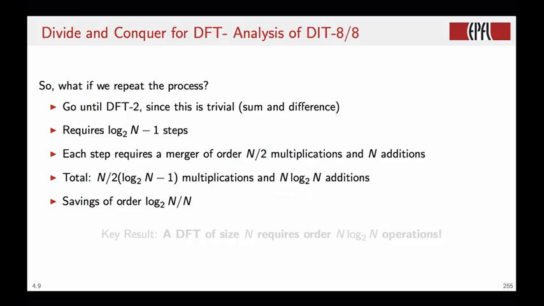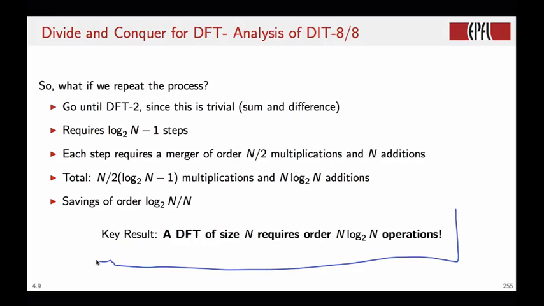The saving is of the order of log n over n, and the key result that I want everybody to remember, because it's such an important result: a DFT of size n requires order n log n operations.